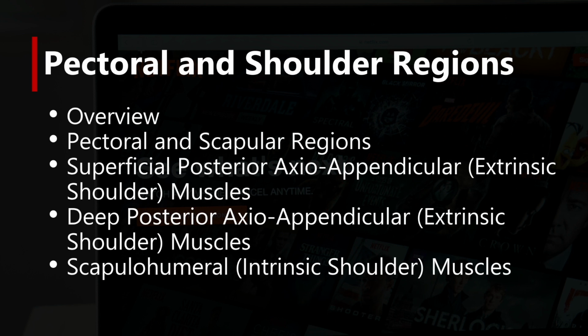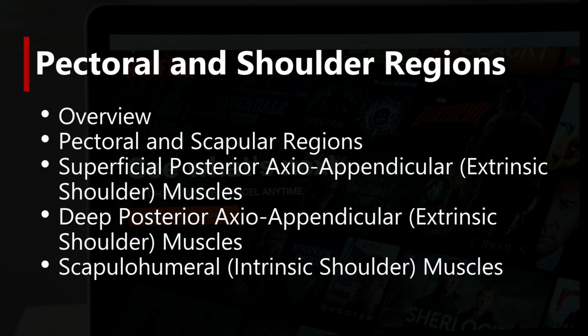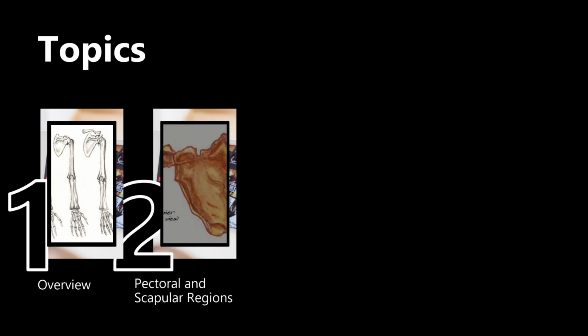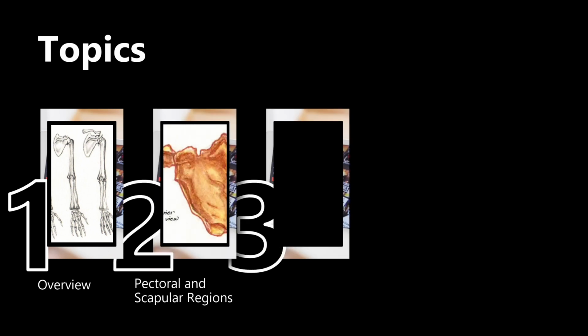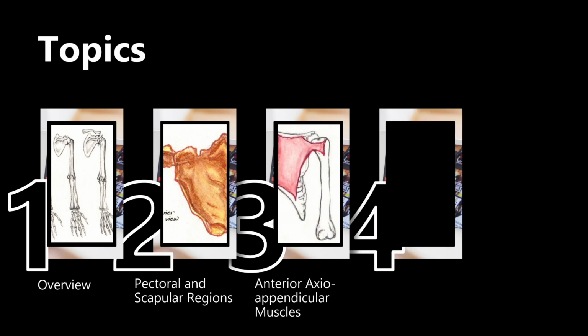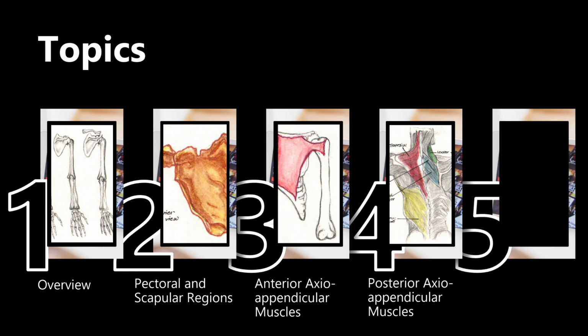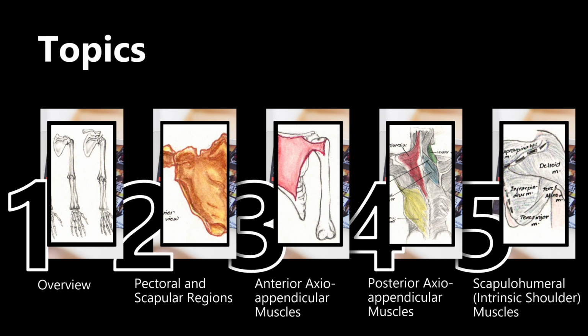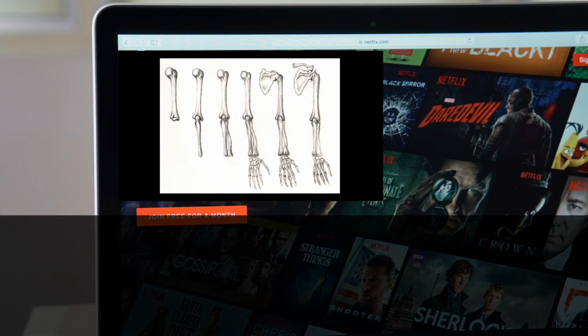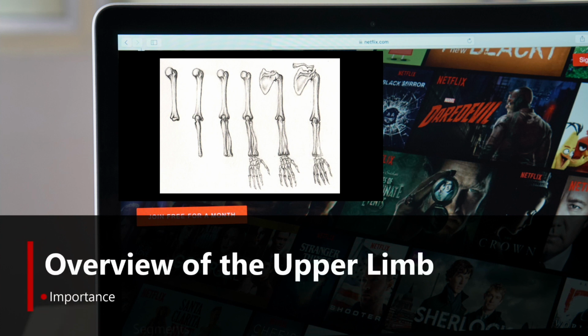We will be exploring the pectoral and shoulder regions. Starting off from the overview of the upper limb. Next is the pectoral and scapular regions, the anterior axio-appendicular extrinsic shoulder muscles, the posterior axio-appendicular extrinsic shoulder muscles, and lastly, the scapulohumeral intrinsic shoulder muscles. We will be exploring the importance, the different segments, and the parts of the upper limb.